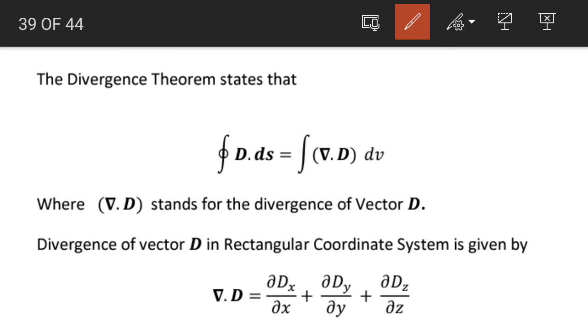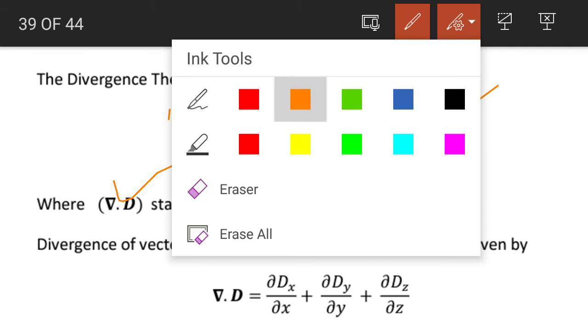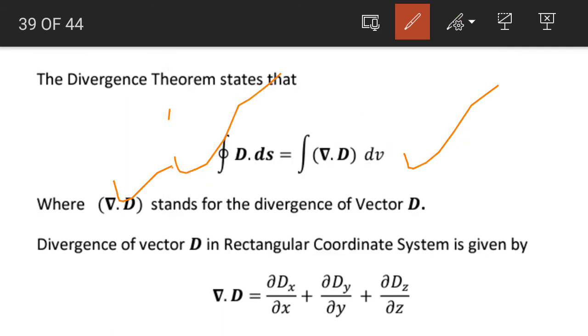According to the divergence theorem, the closed surface integration of D dot dS will be equal to the integration of the divergence of D into dV. So this is the divergence theorem, where del dot D is known as the divergence of this vector, and you guys can calculate the divergence of a vector in a rectangular coordinate system with the help of this particular equation. So this equation is used to calculate the divergence of a vector in a rectangular coordinate system.